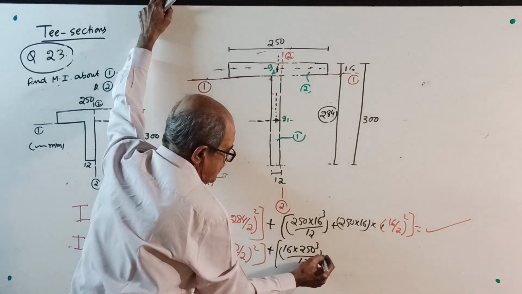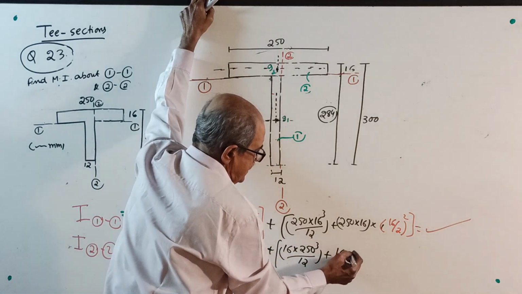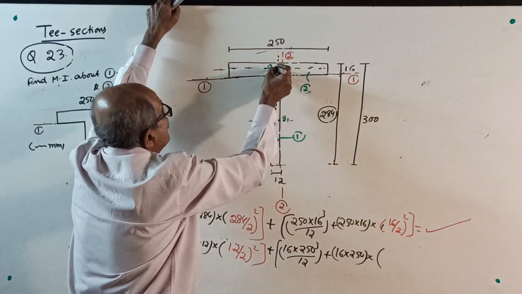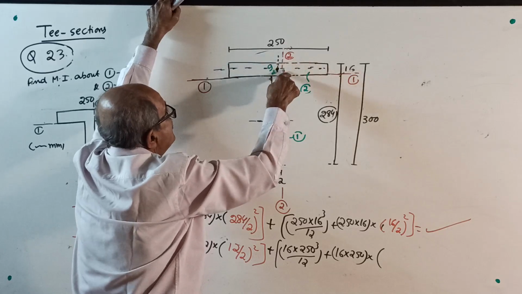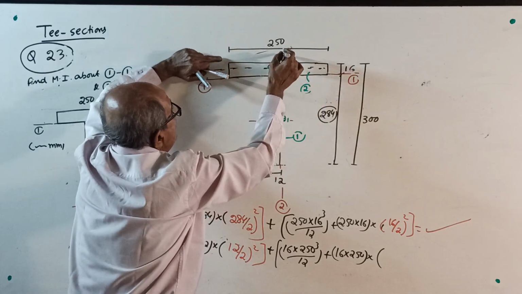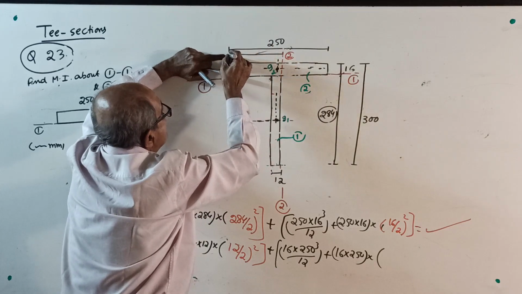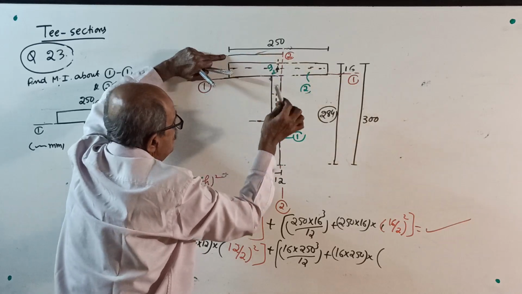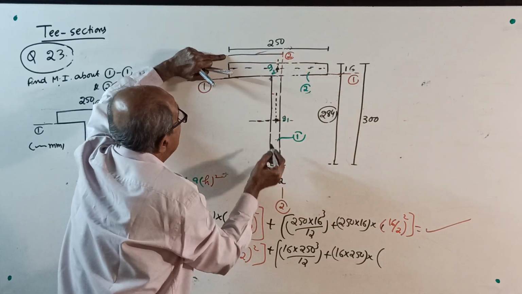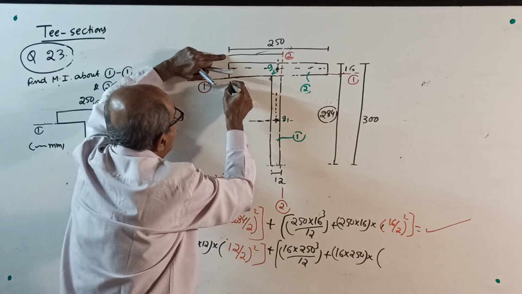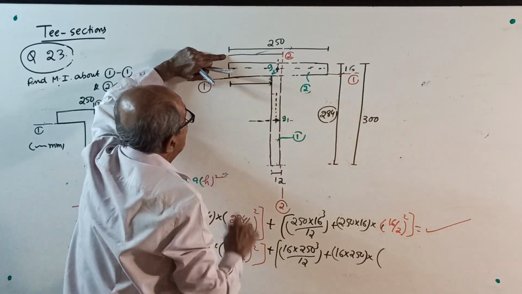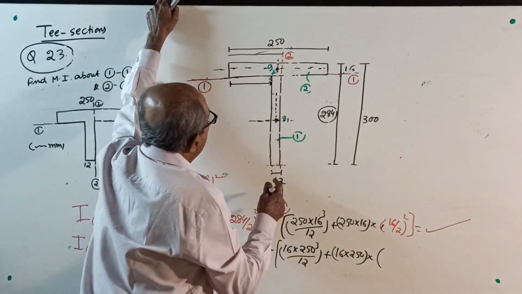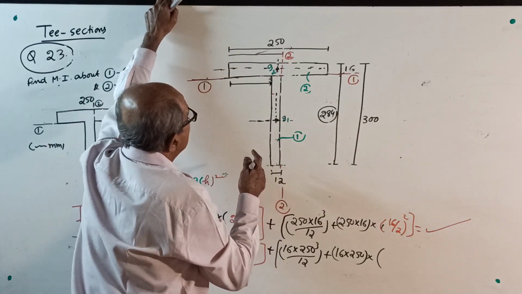12, Ig plus area, 16 into 250 is the area into, be careful, from centroid to here, this distance square is... see, first you see what is this distance. We want this distance square. This distance is, see careful now, this is 12, so you require this offset. Can you do easily? No, you require the offset.